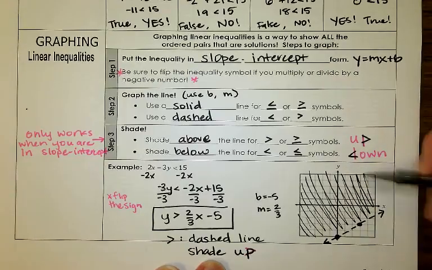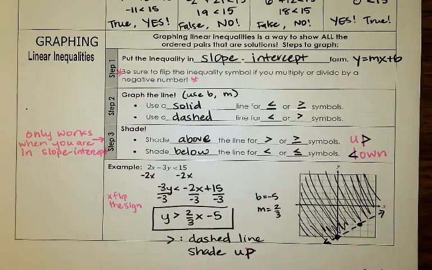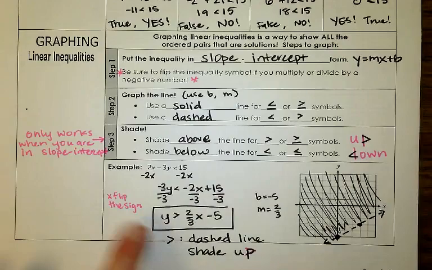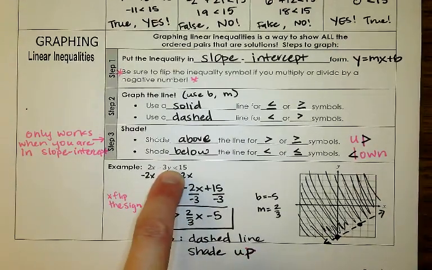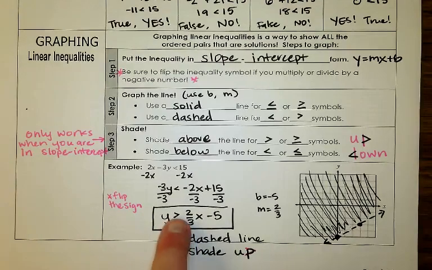Okay. Now what I want you guys to notice is, look, what was the symbol in my original equation? It was less than. What was the symbol when we finally graphed it? It was greater than. So guys, that's why I say you can only pay attention to that greater than or less than symbol for shading if it's already in slope-intercept form. You guys good with that?